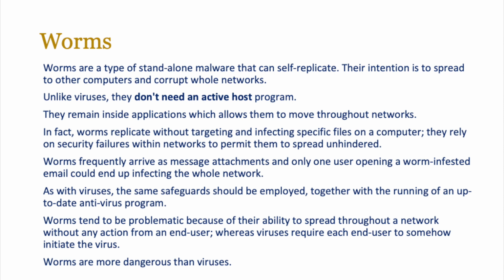They remain inside applications, which allows them to move through networks. In fact, worms replicate without targeting and infecting specific files on a computer. They rely on security failures within networks to permit them to spread. For example, a port number might be left open. A worm could go through that without you actually starting a particular application. It'll just work on its own. Worms frequently arrive as a message attachment, and only one user often opens a worm-infested email. However, this could then infect the entire network and keep spreading, just like a virus.